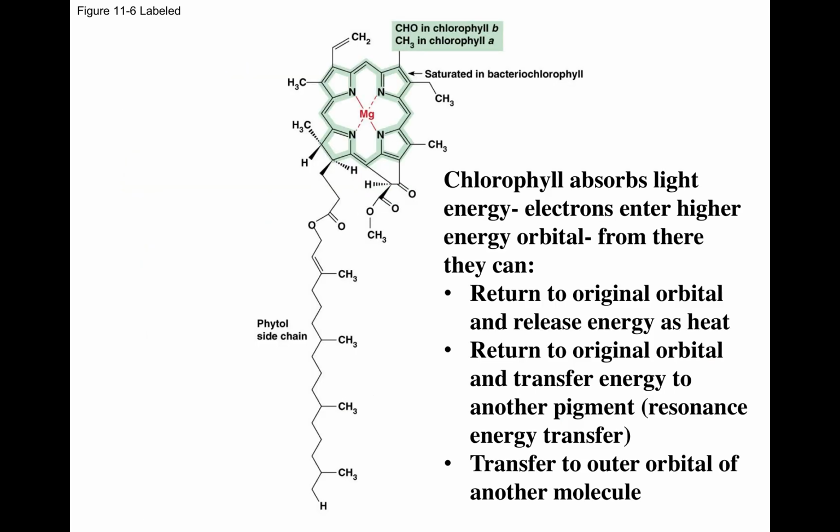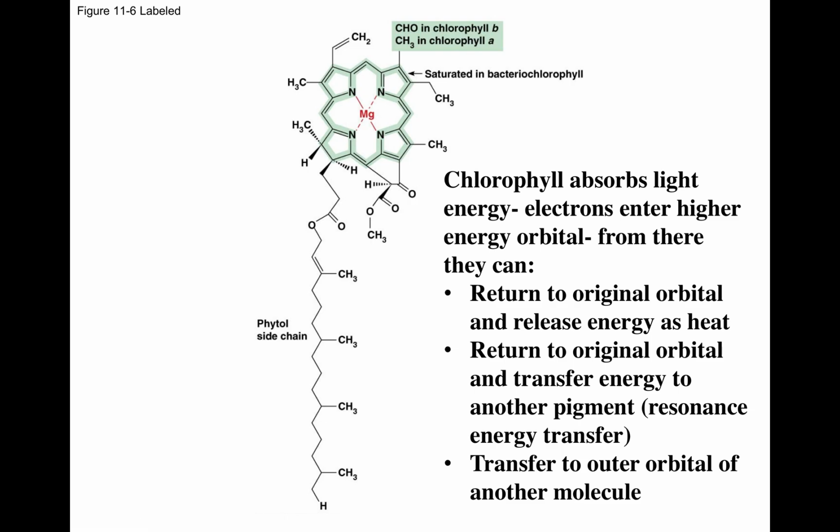All right. Integral to the function of the chloroplast is a light-absorbing pigment called chlorophyll. Chlorophyll has a very similar structure to hemoglobin in that it has a heme group, but instead of iron at the middle of that ring, it's magnesium. And this ring contributes to how chlorophyll will absorb light.